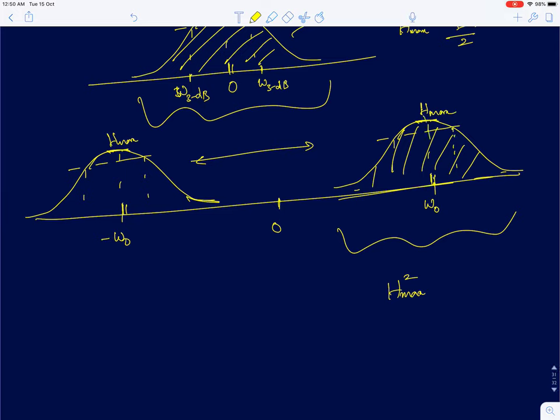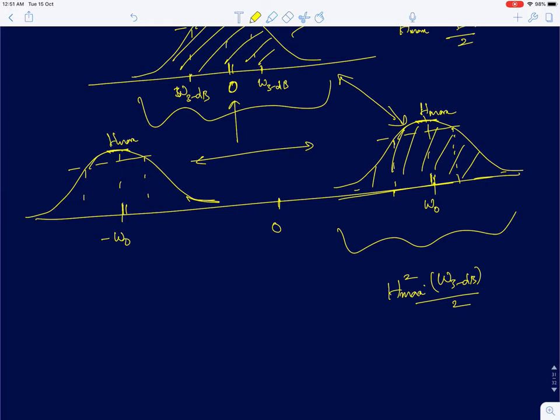As I said, this is like a low pass filter. It's just a frequency translated version, but the area under the graph should be the same for this and this. It's only the origin of the frequency that has been shifted, that's it. So that's not going to change the value of the integral. I'm just going to square it and integrate it, so it's going to be H max square into omega 3 dB by 2.